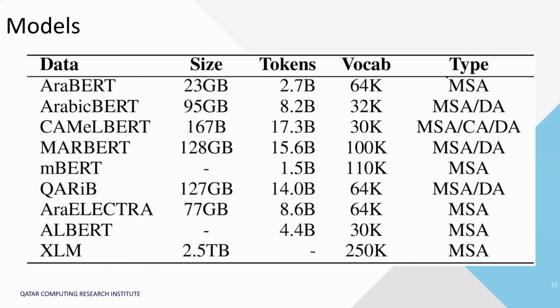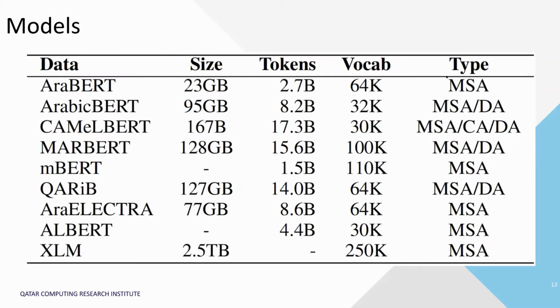So in this study, I will focus on 9 models to compare them together. Some of them are basically MSA Arabic, but some of them also include classical Arabic and dialectal Arabic, as in the case of Arabic BERT, Kabul BERT, MARBERT, and Karib. In addition to MSA, they do contain dialectal Arabic.